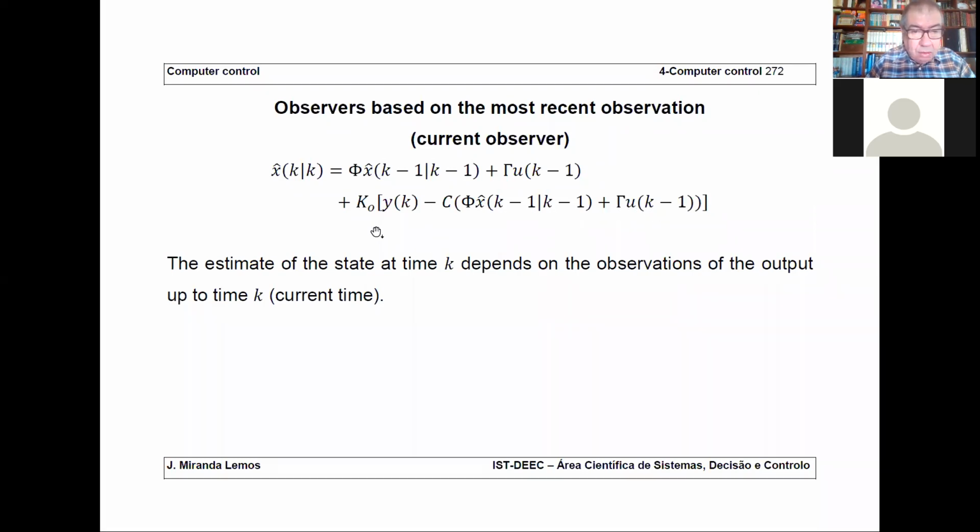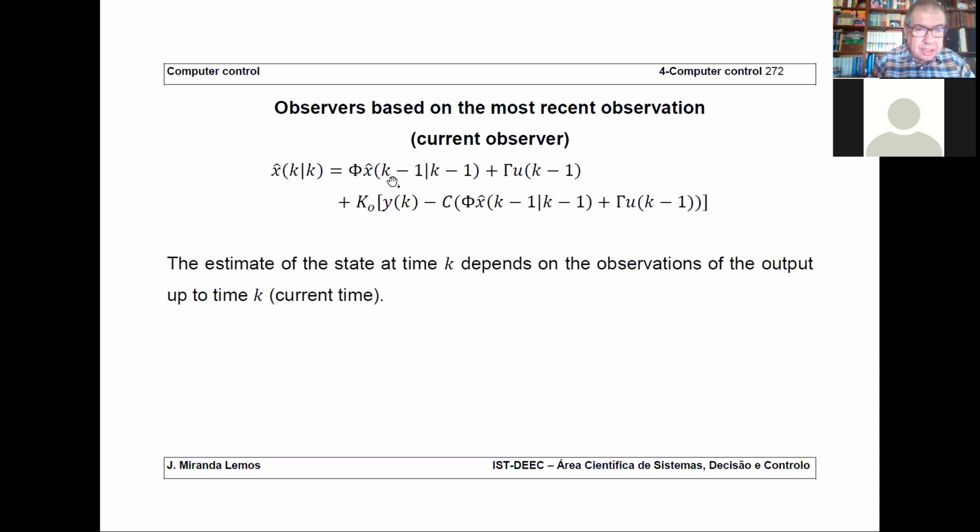Okay, and now you have an iteration, because given the state estimate at time k minus 1, you can observe yk and do the computation of x hat at time k. Okay, so let me repeat. Suppose that you want to write x hat of k given observations up to time k, so given yk.